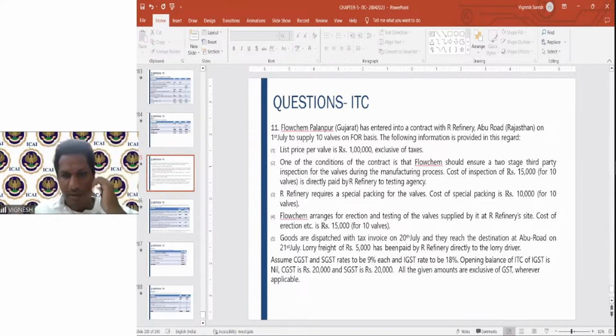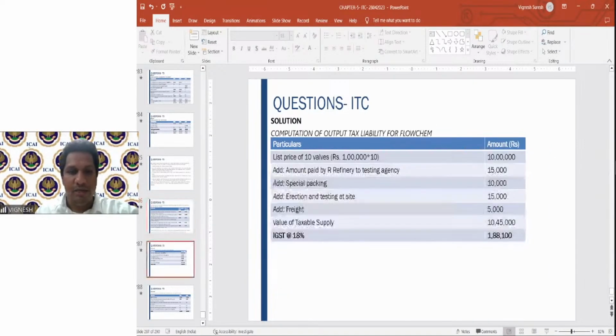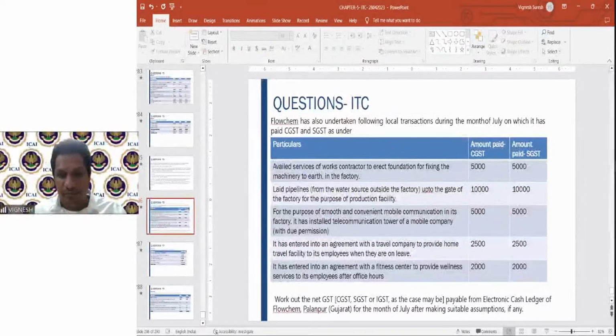Opening balance is IGST nil, CGST 20,000, SGST 20,000. All given amounts are there. Then local transactions he has given. Availed services of works contractor, CGST, SGST laid pipelines up to the gate of the factory for the purpose of mobile communication, telecommunication tower installed. He has entered into an agreement with a travel company to provide home travel facility. He has entered into an agreement with a fitness center to provide wellness. So work out the net GST which is payable from the electronic cash ledger.